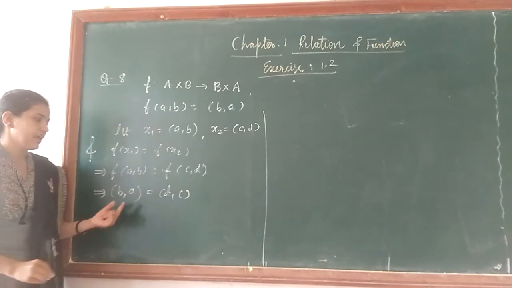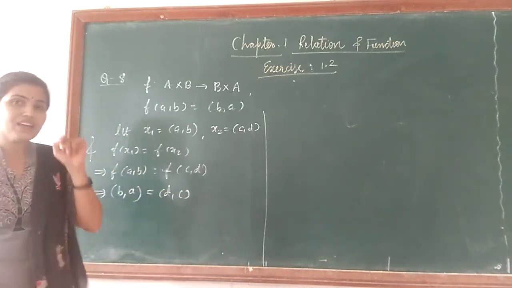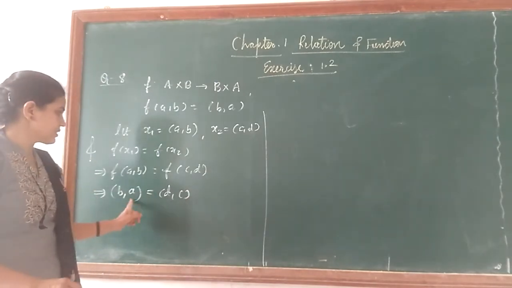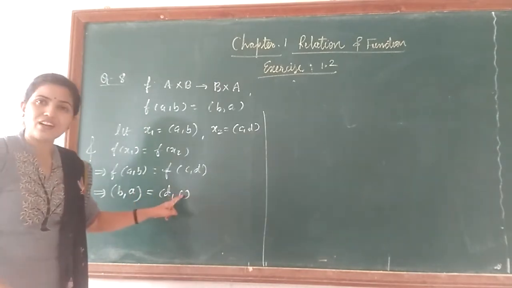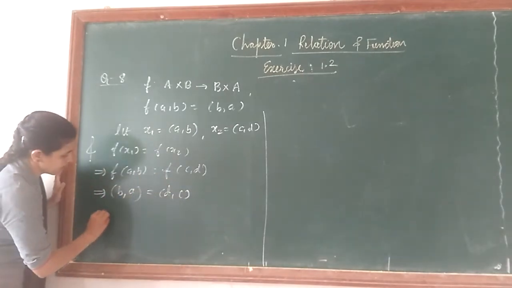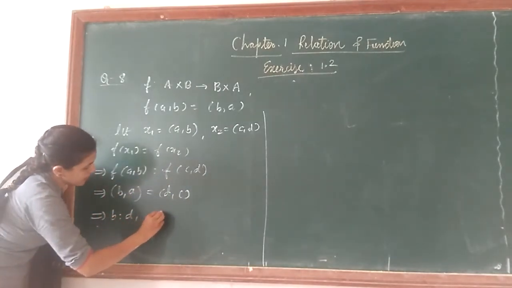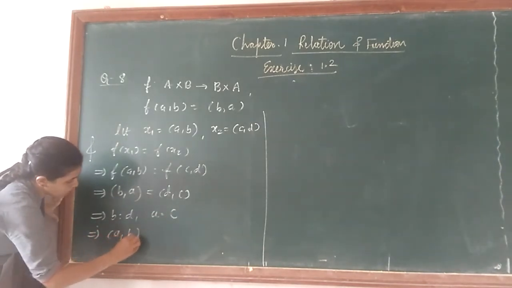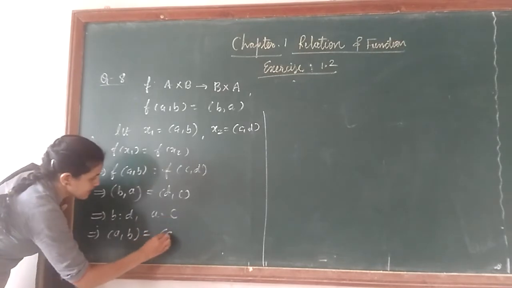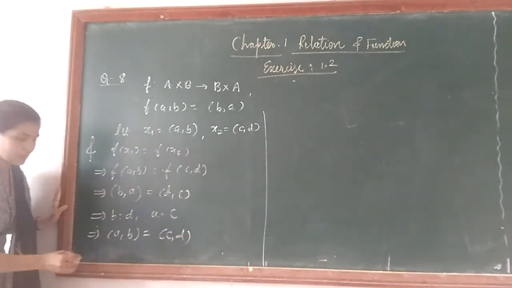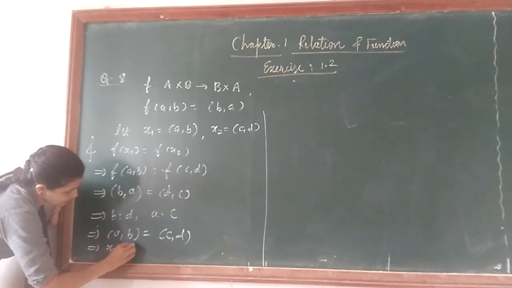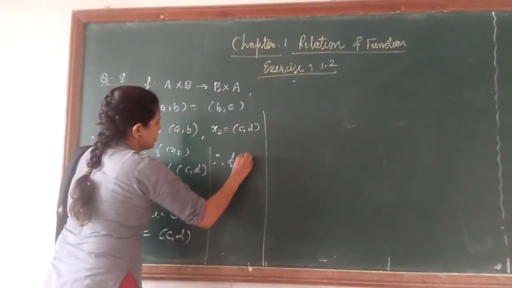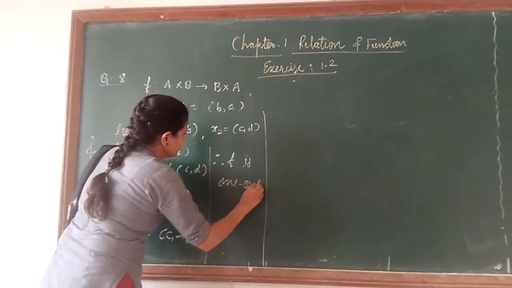But we know that if two Cartesian pairs are equal, that means each element will be equal. That means the x coordinate, the first element, and the second element will be equal. So that means B is equal to D and A is equal to C. So (A, B) equals (C, D), and B is equal to D. That means x1 is equal to x2. So therefore F is 1-1.